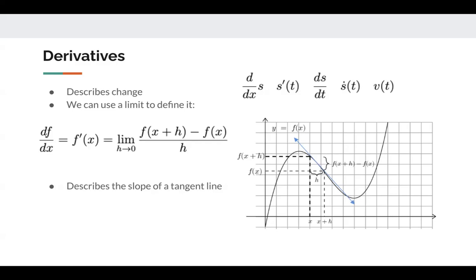Then, of course, if we take a second derivative, which just means taking the derivative twice, we can find the acceleration, because that's how fast your speed is changing, and so on. Any questions about that?